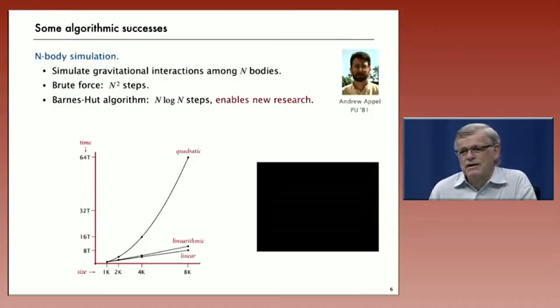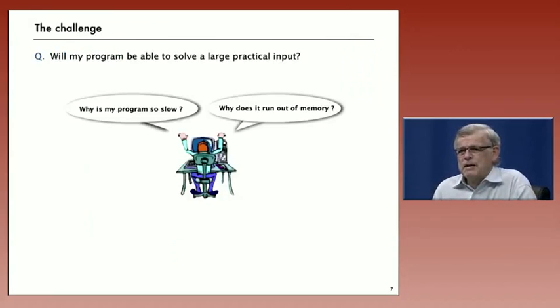Another example was actually developed by Andrew Appel, who's now the chair of computer science here at Princeton, and it was developed when he was an undergraduate for his senior thesis. It's a fast algorithm for the n-body simulation problem. The easy algorithm takes time proportional to n squared, but Appel's algorithm was an n log n algorithm that again meant that scientists can do n-body simulation for huge values of n, and that enables new research.